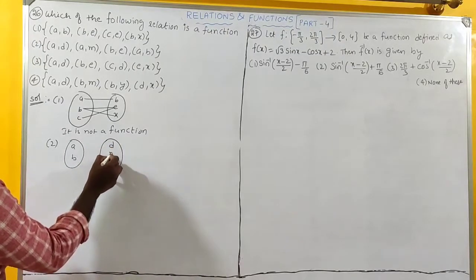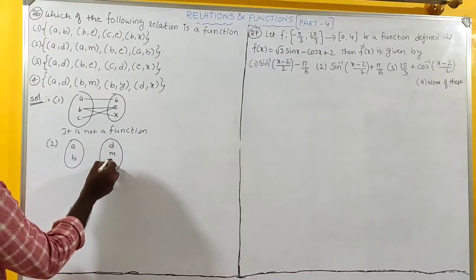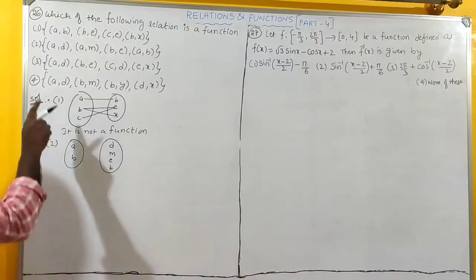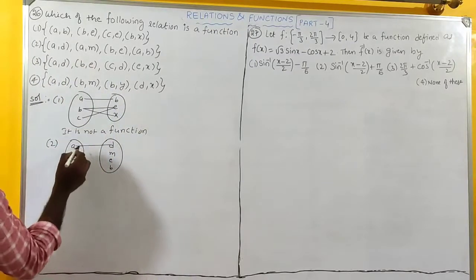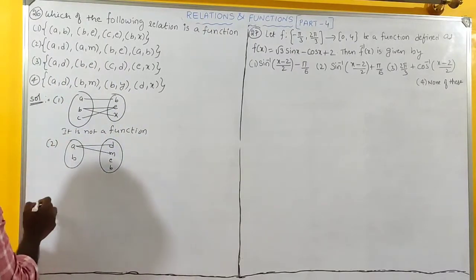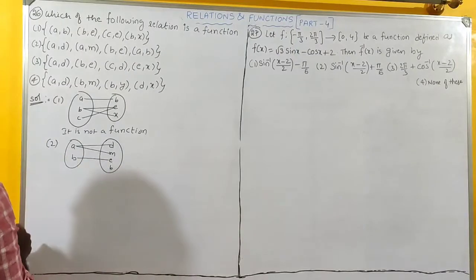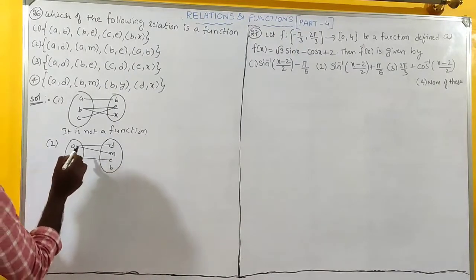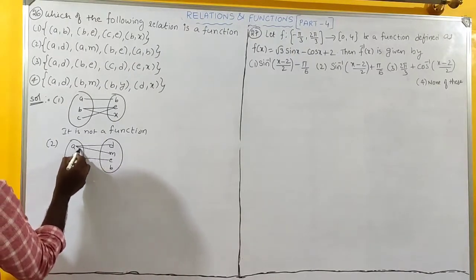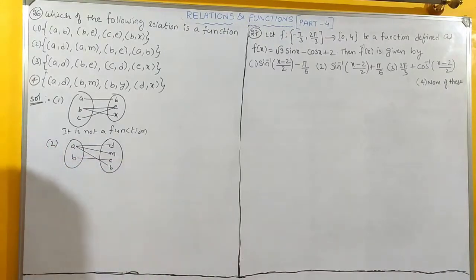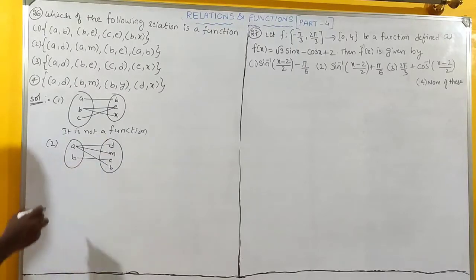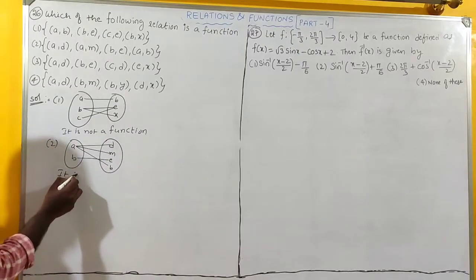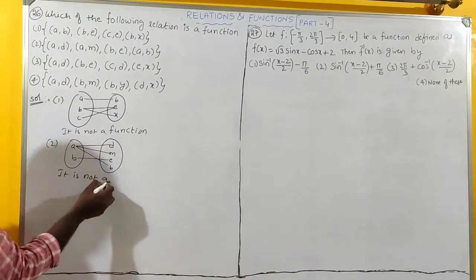D, M, E, B. Okay. Now A is related to D. A is related to M. B is related to E. And A is related to B. Here this A is having 3 images. That's why it is not a function.